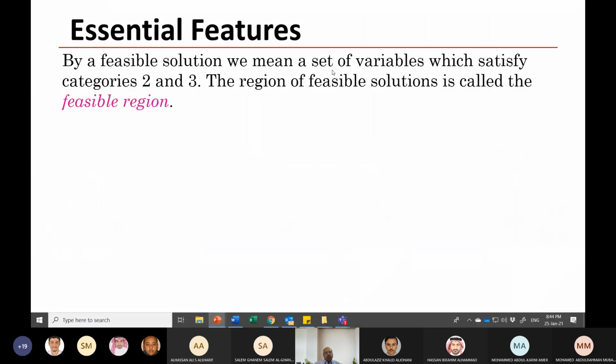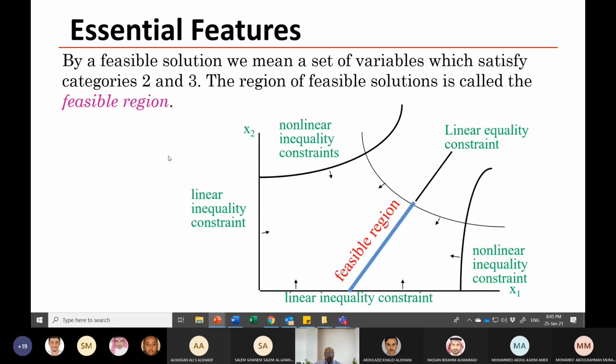By a feasible solution, we mean a set of variables which satisfy categories 2 and 3, the constraints, equality and inequality. The region of feasible solutions is called the feasible region. Of course, in solving the optimization problem, we are searching the feasible region, and we exclude all the unfeasible solutions.